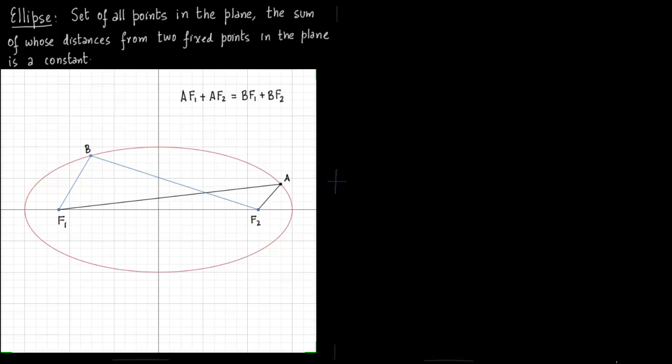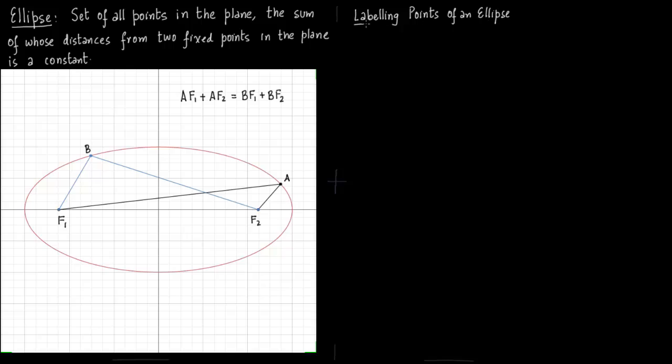Another way to think about the ellipse is to think of F1 to A to F2 as a piece of string, and the length of this string remains constant as we go around the ellipse. Now we talk about labeling the points of an ellipse.